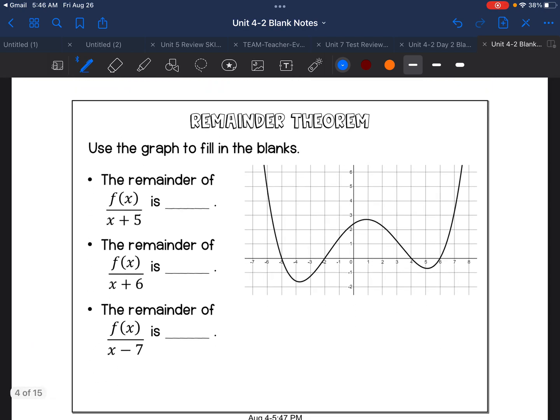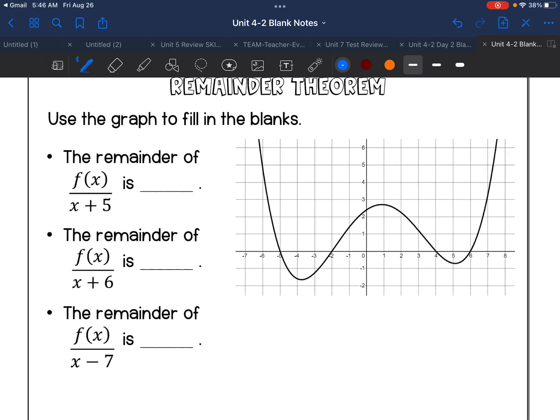Going back to the notes, it says use the graph to fill in the blanks, okay? So we've got 3 bullet points here. The first one says the remainder of f of x divided by x plus 5 is blank, okay? So the first thing that we're going to do is we are going to take the opposite, and we're going to look at x equals -5.